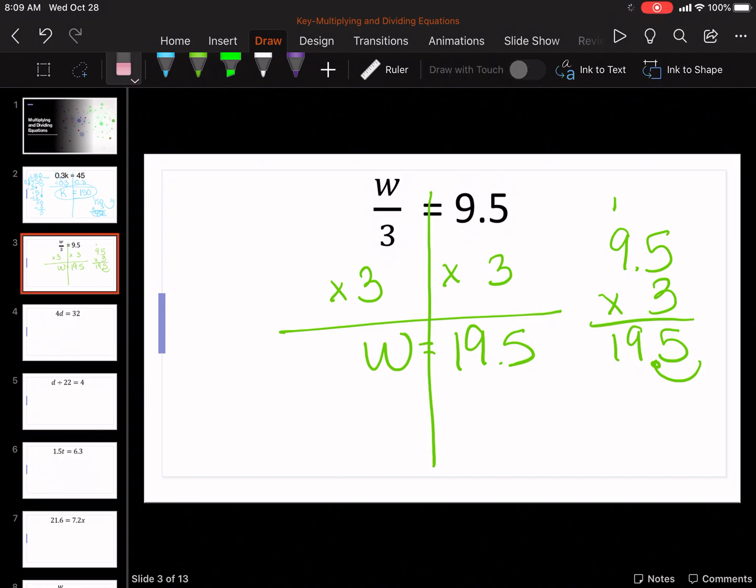Oh, nope, let's fix that. 9 times 3 is 27 plus 1 is 28. Always make sure your answer is reasonable because times 2 would have been 18, so times 3, okay? Again, you could divide that back out by 3 and it would get you 9.5.